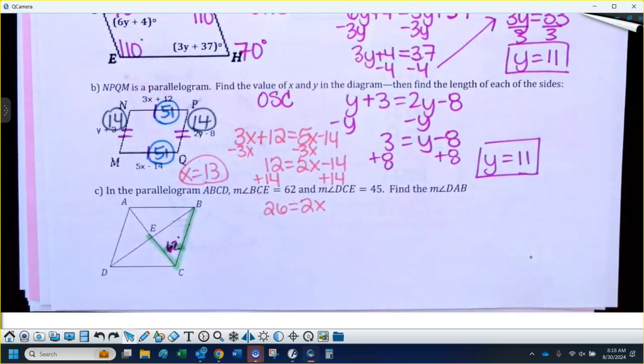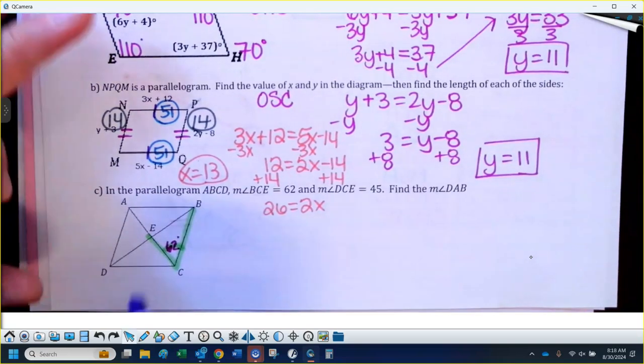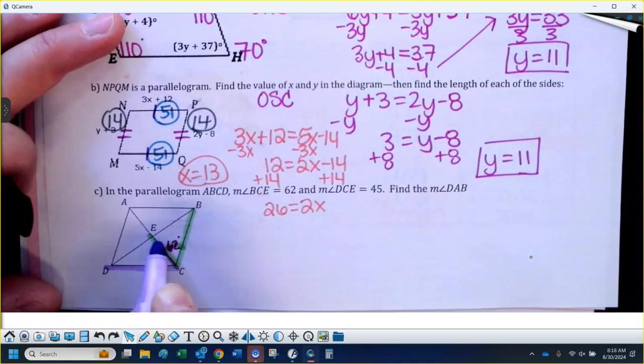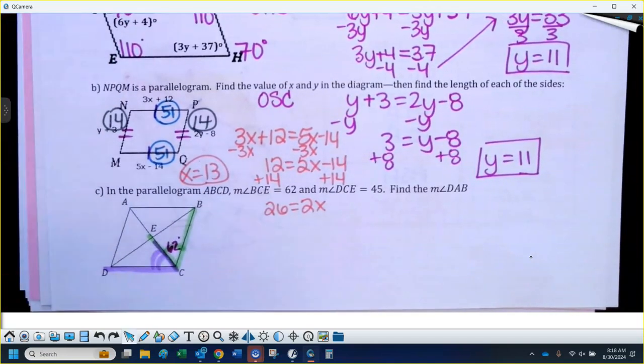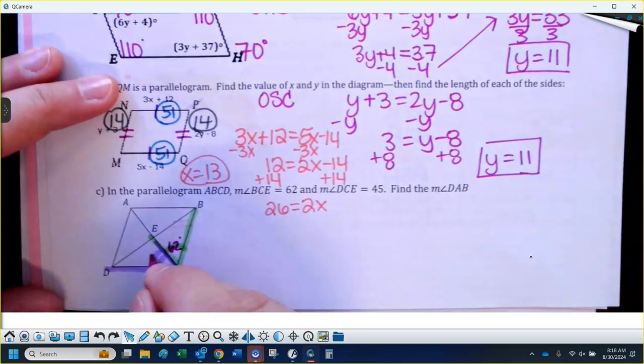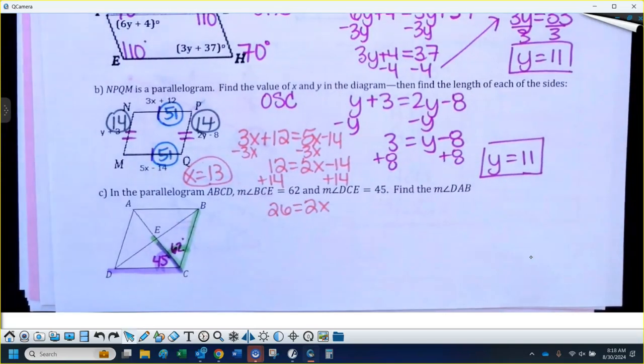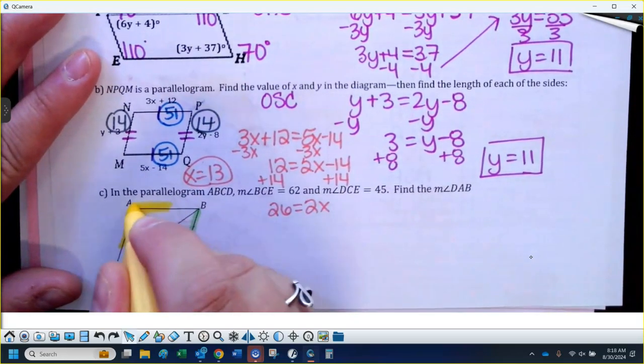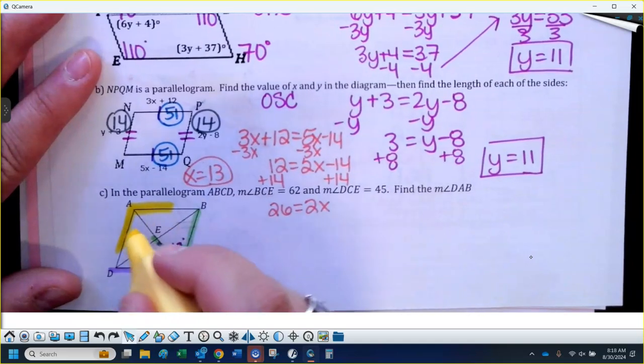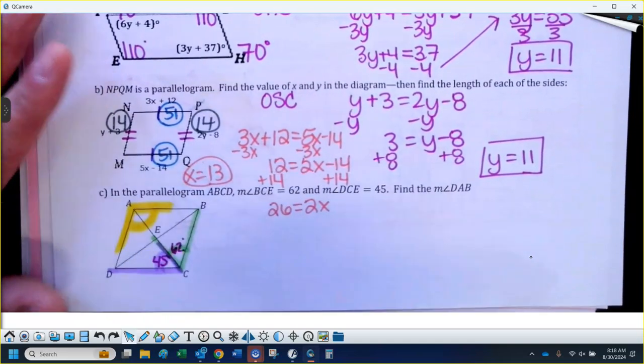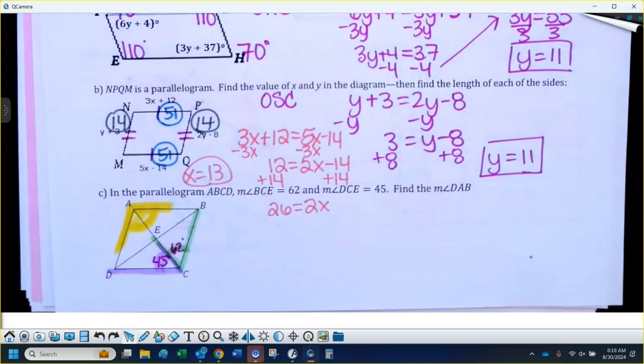All right, now it says angle DCE. Let me grab a different color. So DCE would be this angle here. It's going to be 45. And the question is find the measure of angle DAB. Now DAB is this entire angle here. Anybody know how you could figure that out?